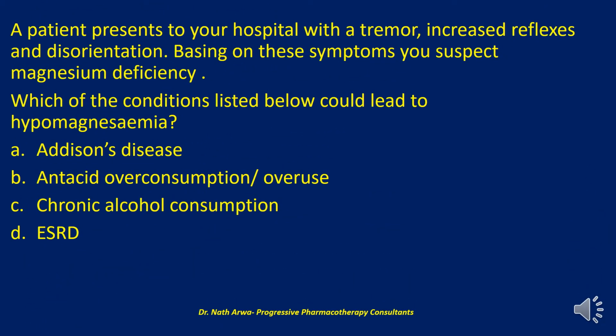A patient presents to your hospital with a tremor, increased reflexes, and disorientation. Based on these symptoms, you suspect magnesium deficiency in this particular patient. So my question to you is, which of the conditions listed below could lead to hypomagnesemia? Would it be Addison's disease, antacid overconsumption or overuse, or chronic alcohol consumption, or end-stage renal disease? I'll give you 10 seconds to choose the correct answer.